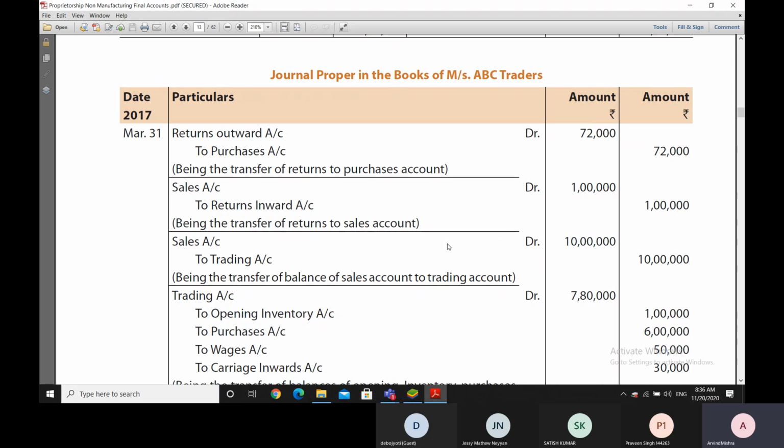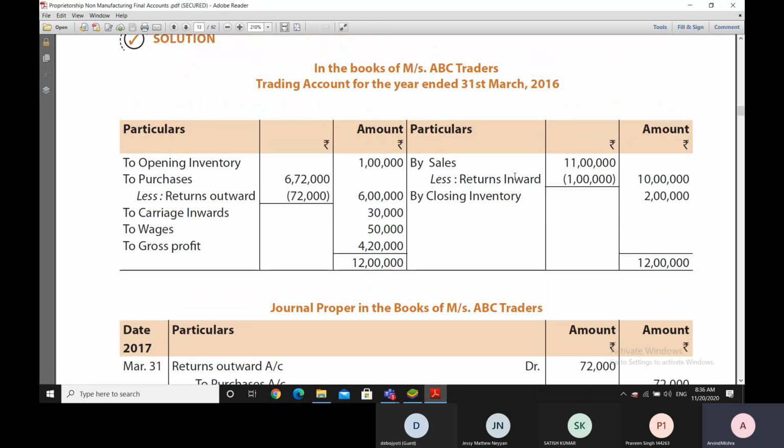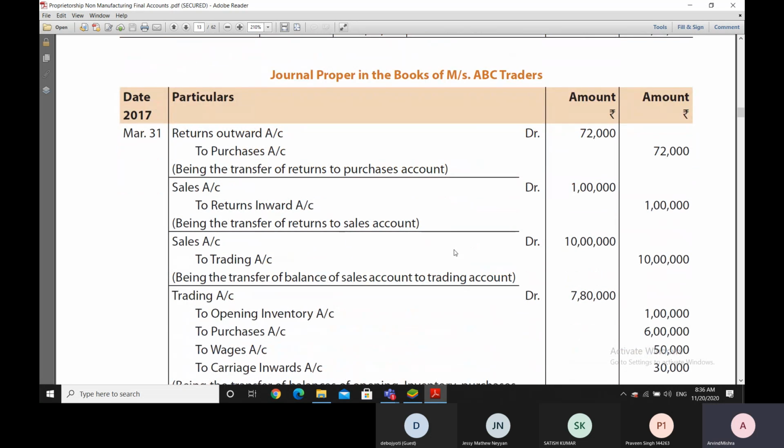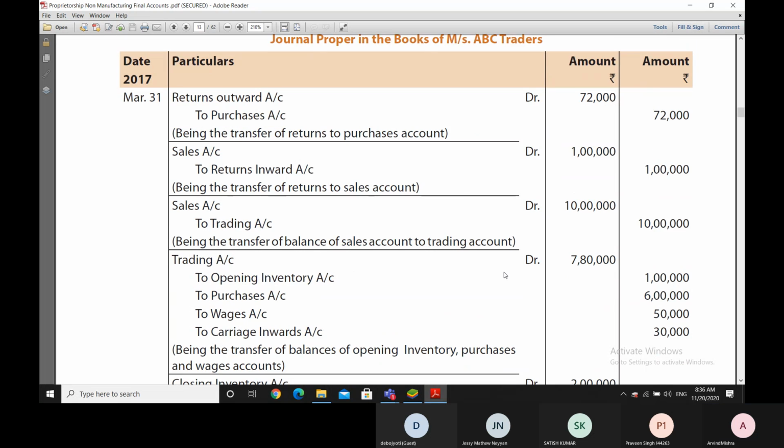Finally, the sale account is being shifted to the trading account by debiting the sale account and crediting the trading account. So that is how the sale account has now come into the trading account when we make this journal entry, where we debit the sale and credit the trading account.